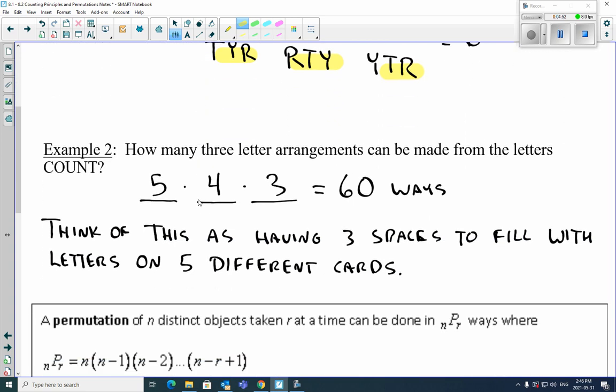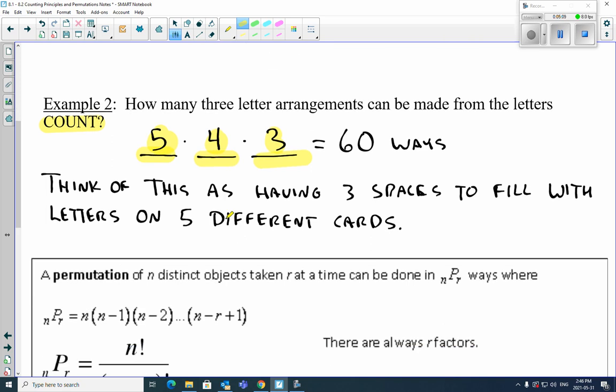Here's one here. We have the word count, and there are 5 letters there, but we want 3-letter arrangements. So 3 letters, there are our 3 lines, right? 5 for the first one. One of them's gone, now we have 4. Now we have 3. So 60 ways. Now, that is the fundamental counting principle, but you can also just use the permutation formula.